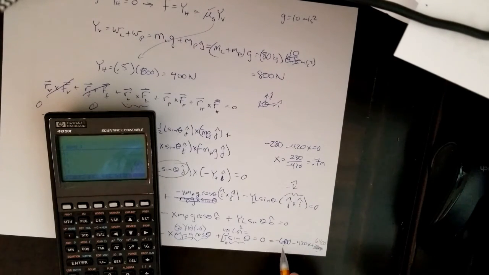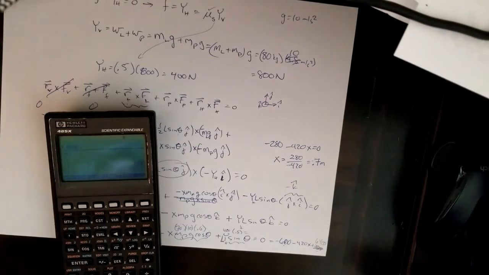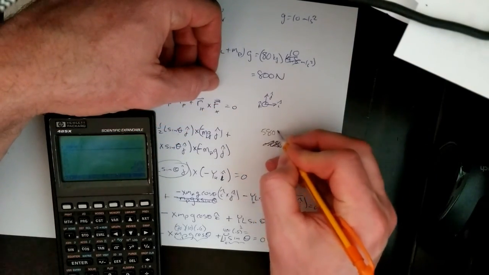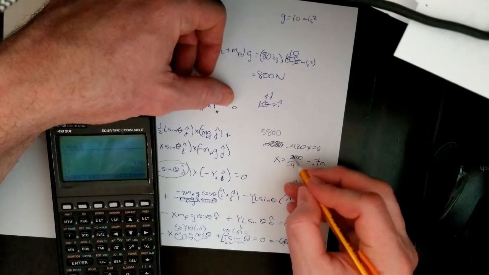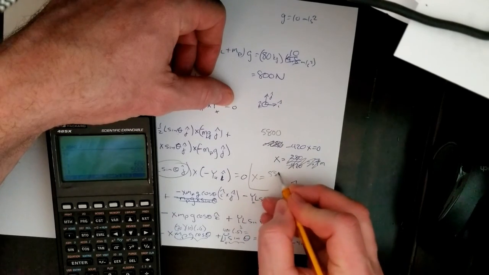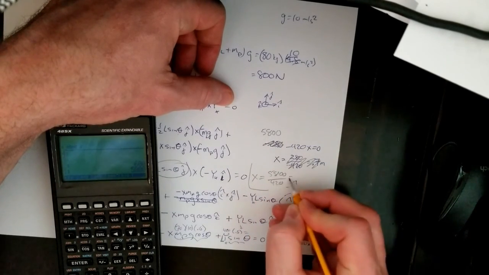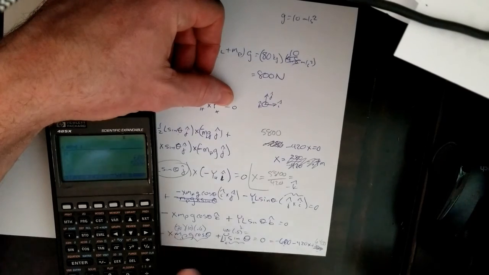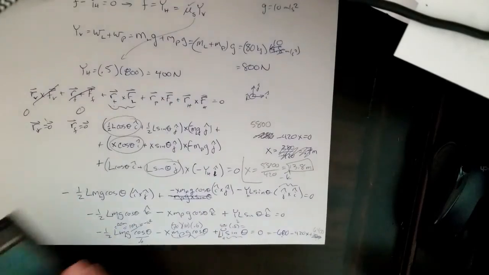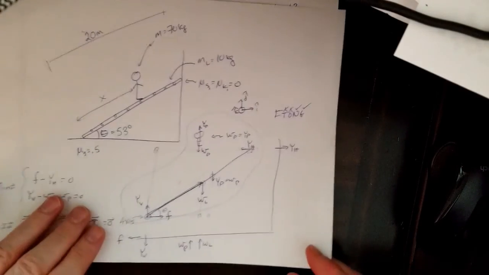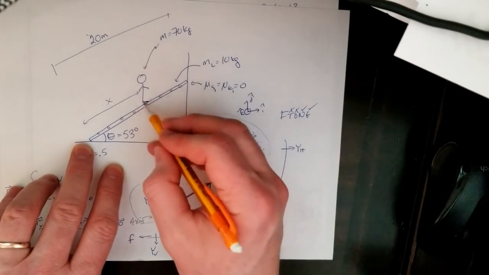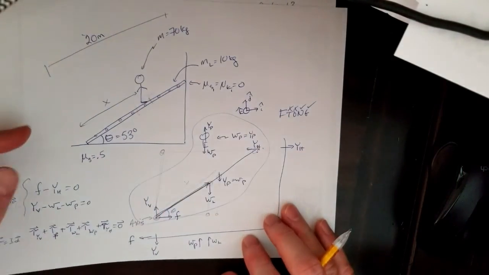So we end up with 6,400 minus 600, so we end up with 5,800 minus 420x. So x is equal to 5,800 divided by 420, and we end up with 13.8 meters. There we go. That's making more sense. The whole thing's 20 meters, and that's at the halfway point. So when we get to somewhere around here, that's when the ladder will start to slip.